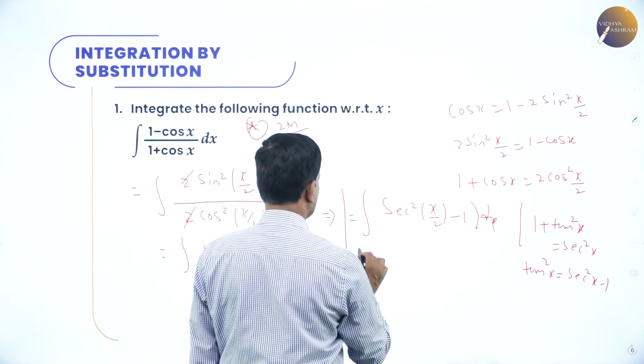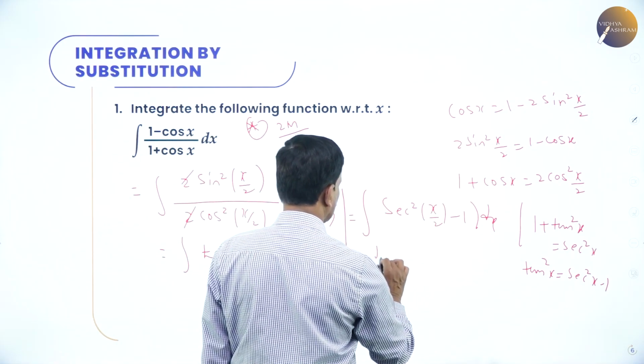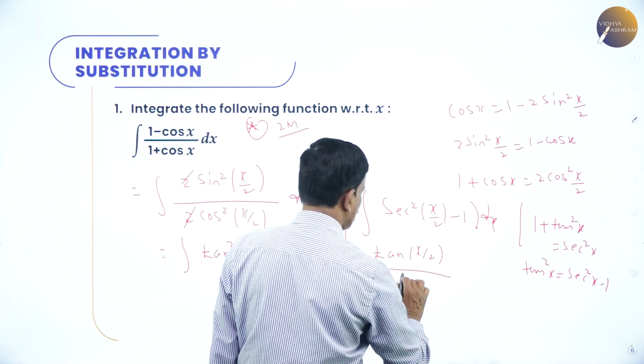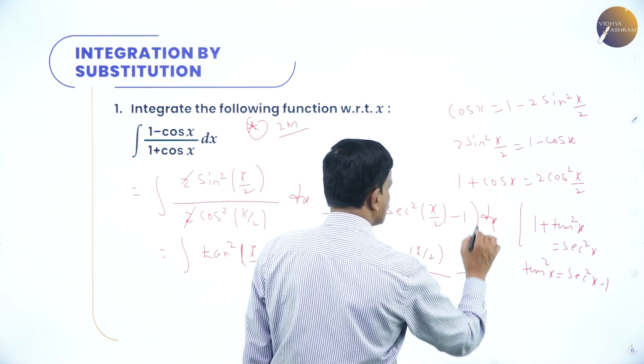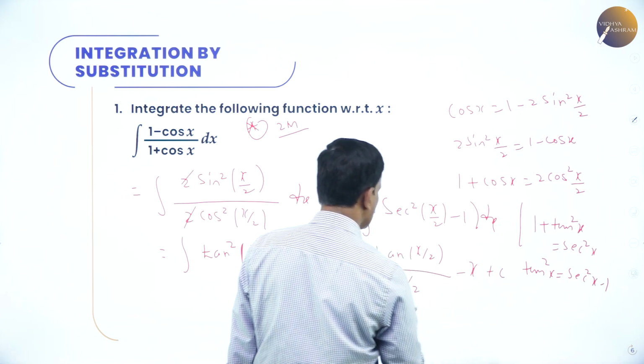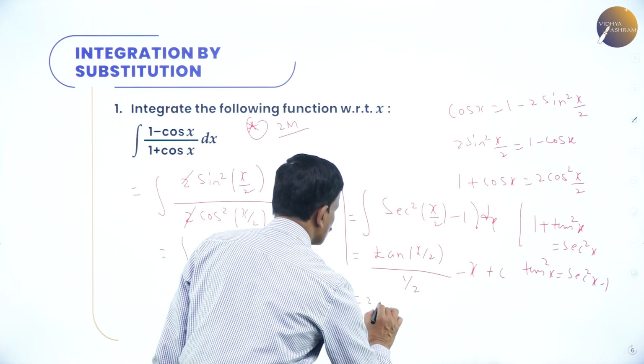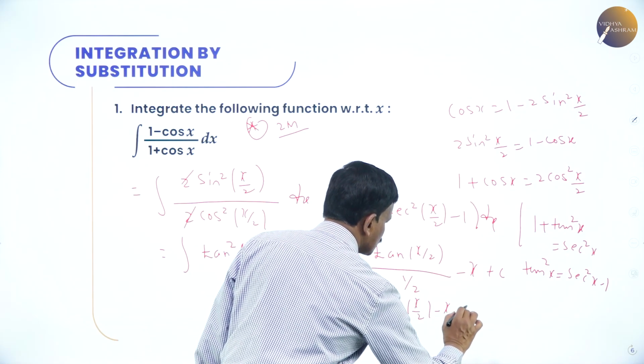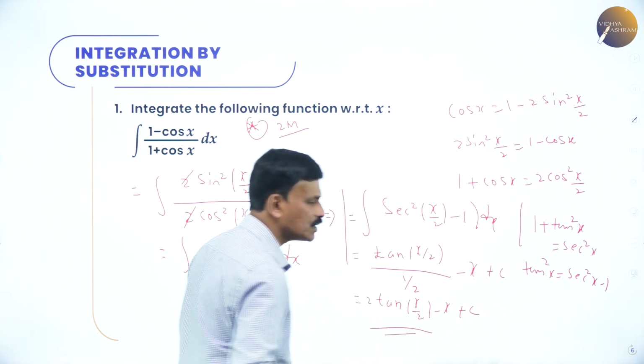So this can be written as the integral of secant square, which is tan x by 2 divided by a. What is a? A is 1 by 2, minus integration of dx is x plus c. Just take this to the numerator. This becomes 2 times tan x by 2 minus x plus c, which is the integrated answer.